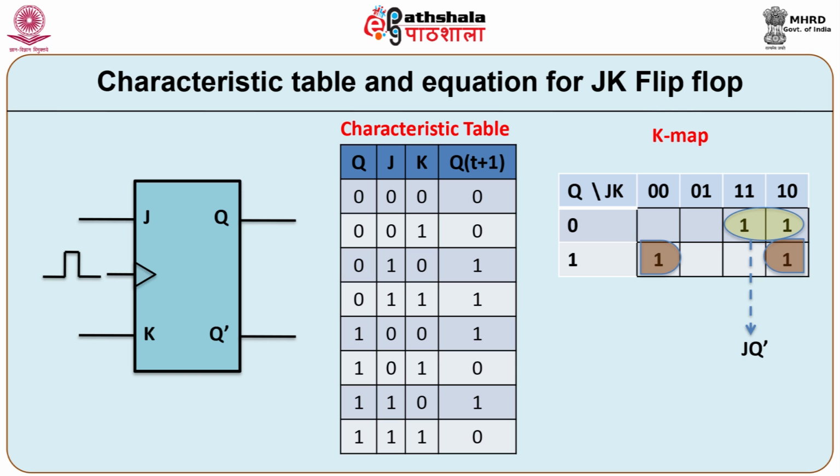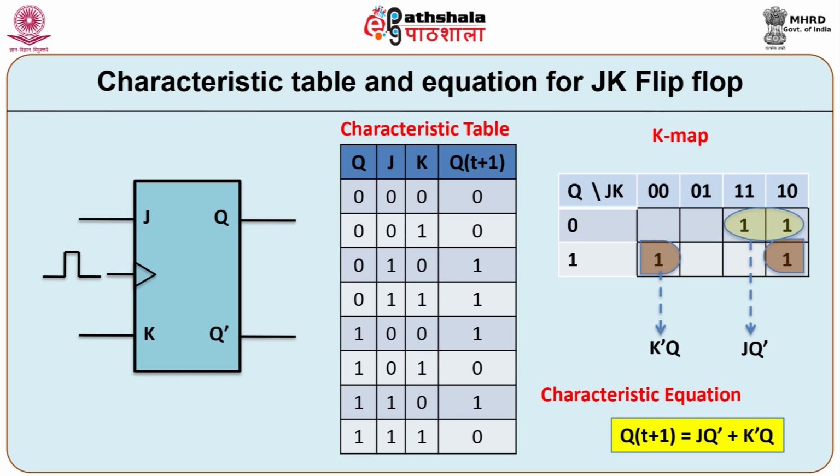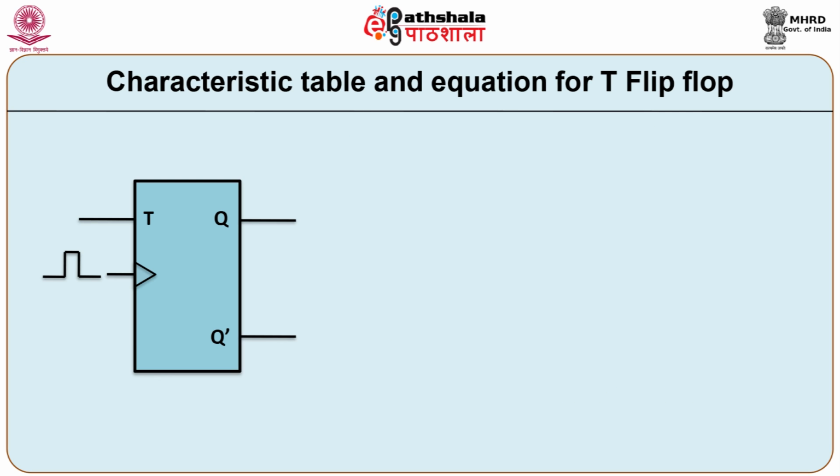First and last columns are neighbors of each other, hence we can form this pair. The first group results in JQ bar, and the second group results in K bar Q. Thus, the characteristic equation for JK flip flop is Q(t+1) is equal to JQ bar plus K bar Q. Let us now prepare the characteristics table and equations for T flip flop.